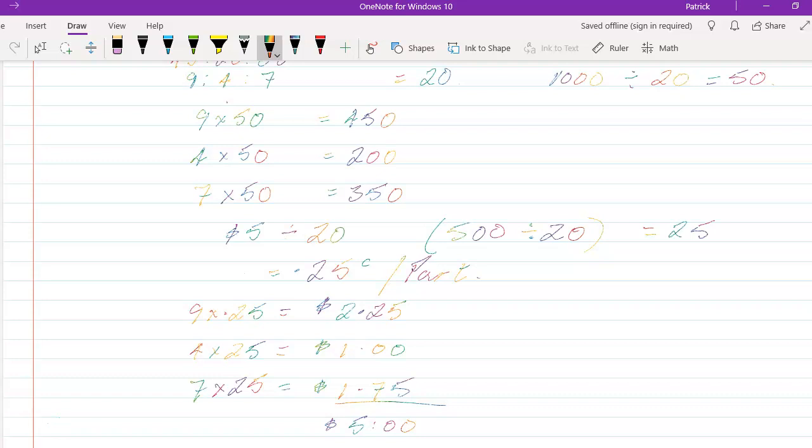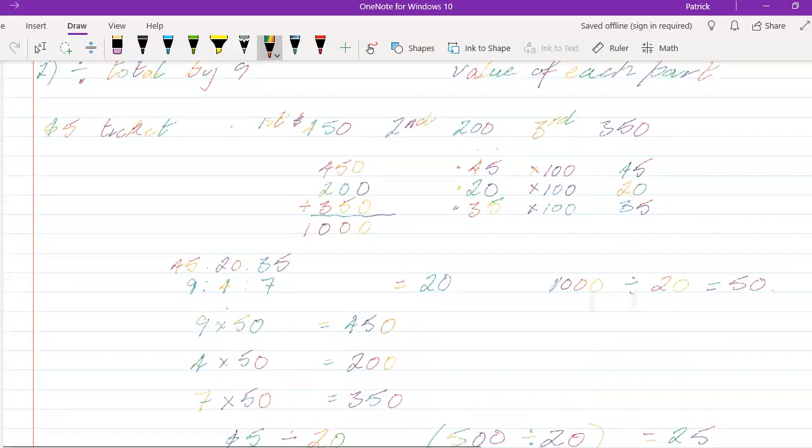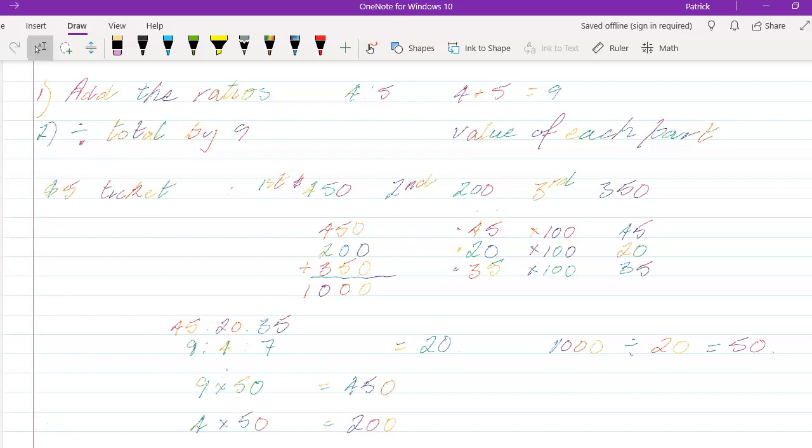So in this question, we were told that there was a $5 ticket, and 3 people put in for it. The first person won $450, the second person won $200, and the third person won $350. We were asked to find the total amount won. Total amount won is that. And then we're asked to find the ratio of each person's contribution to the $5.